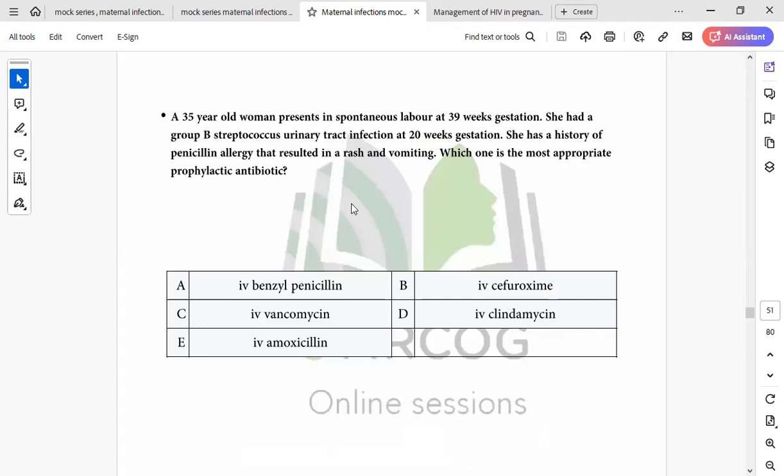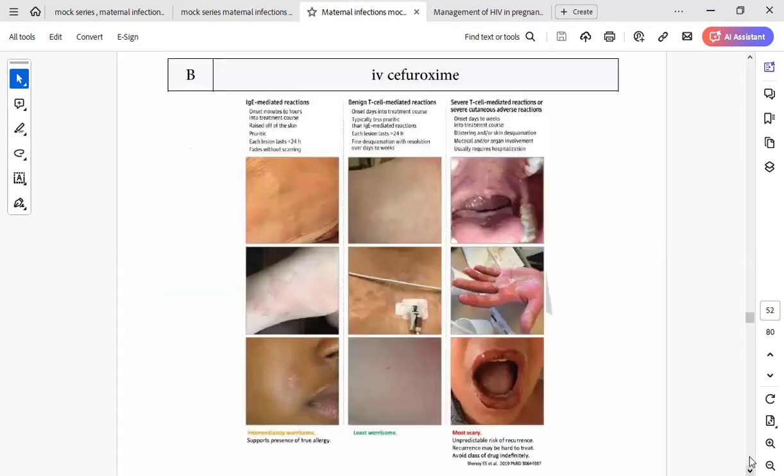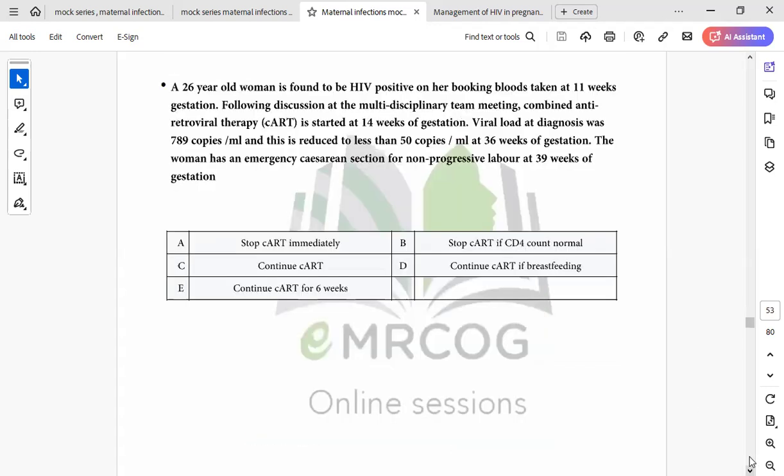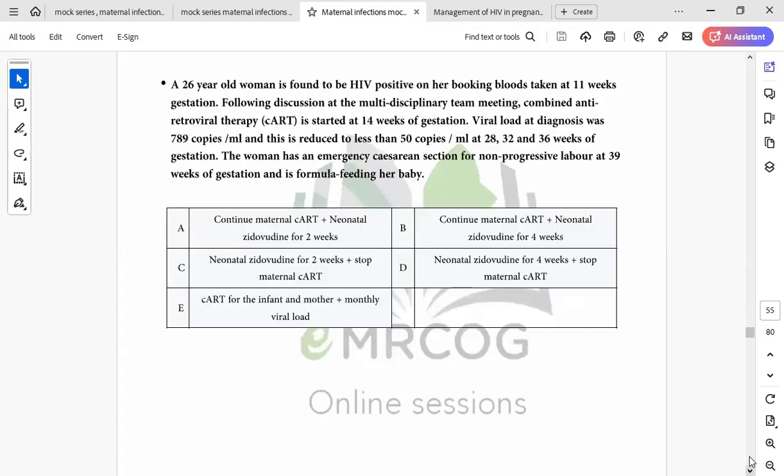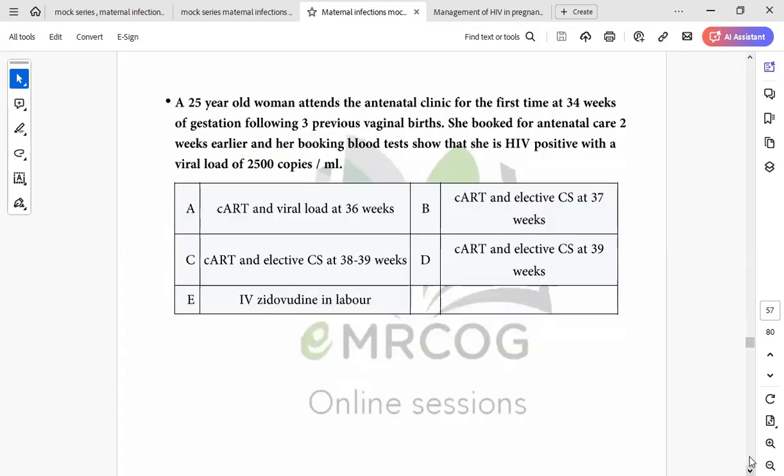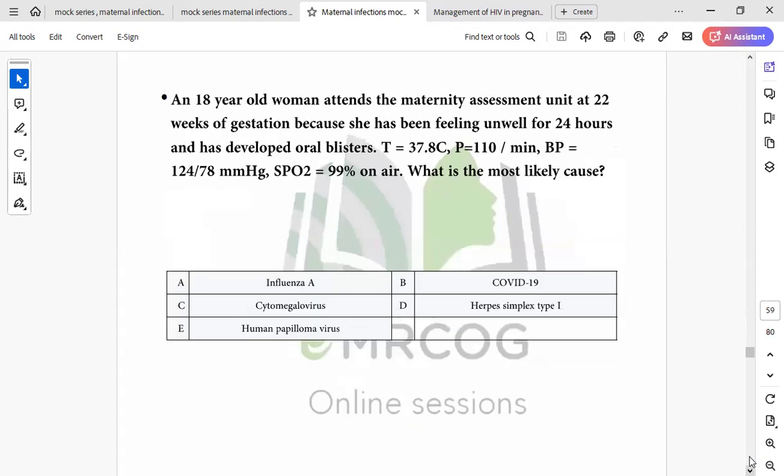Okay, and why the IV cefuroxime? Because she is in spontaneous labor now, 39 weeks. So it's a very simple question, but we can lose it for a very stupid reason. Okay, I'm not going for HIV now because I know you are still shocked with the GBS.